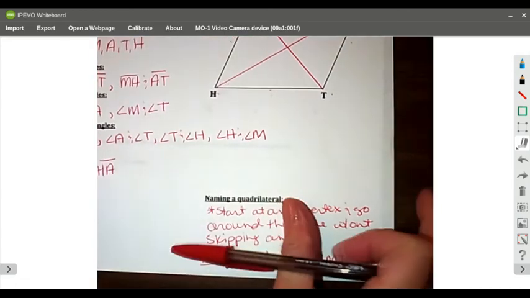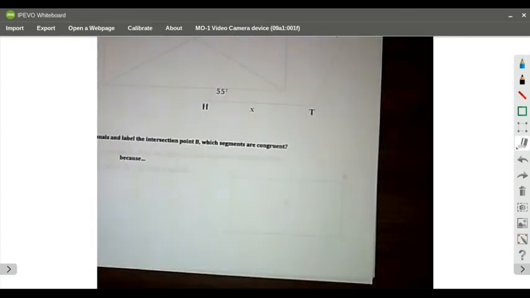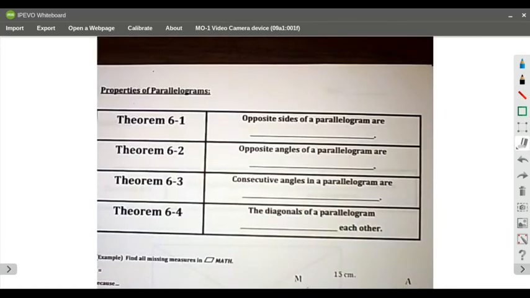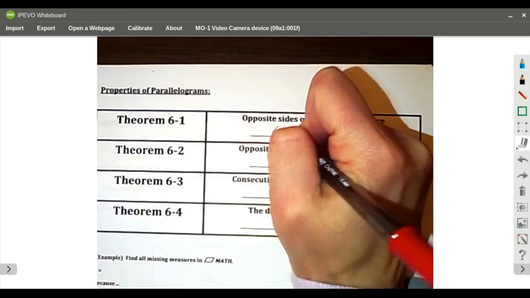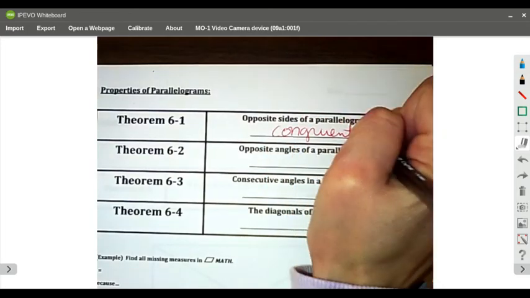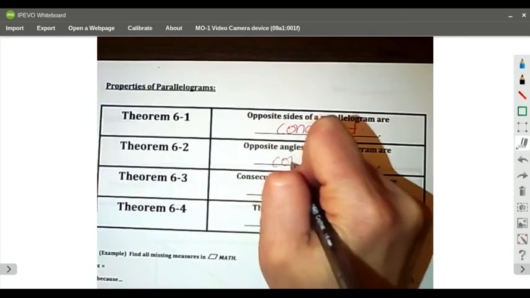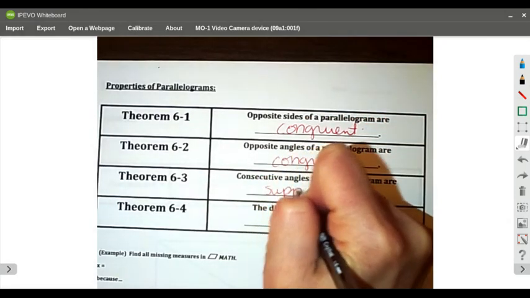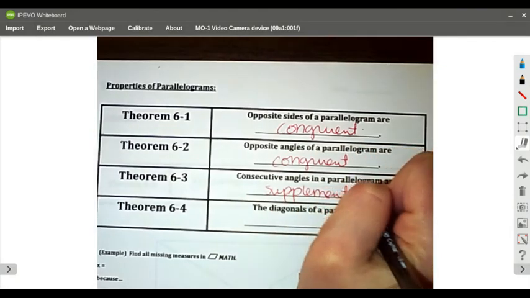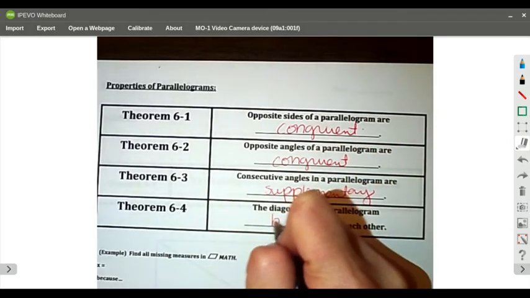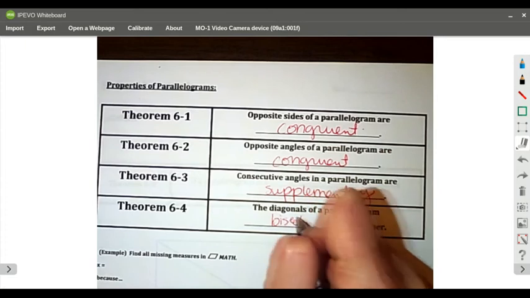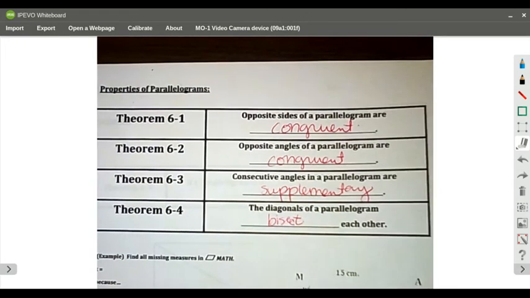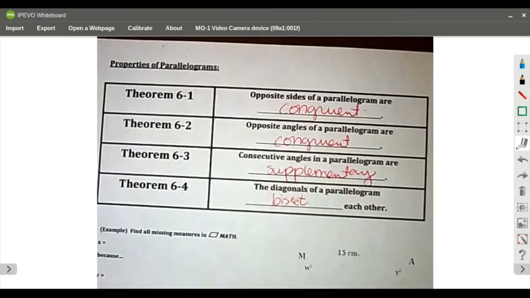Okay, so let's talk a little bit about some of the properties of parallelograms. Not only are the opposite sides of a parallelogram parallel, they're also congruent. Opposite angles are congruent. Consecutive angles are supplementary, so they add to 180. And the diagonals bisect each other, which remember means they cut each other in half. So those are the properties of a parallelogram.